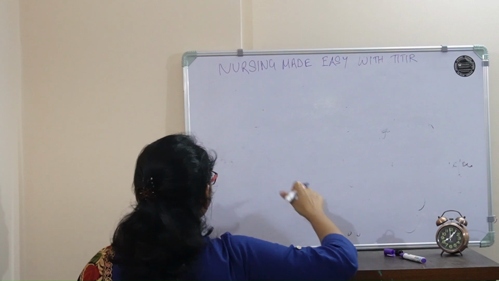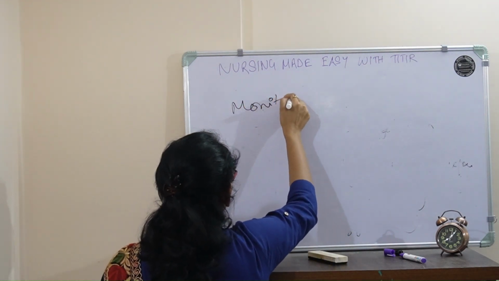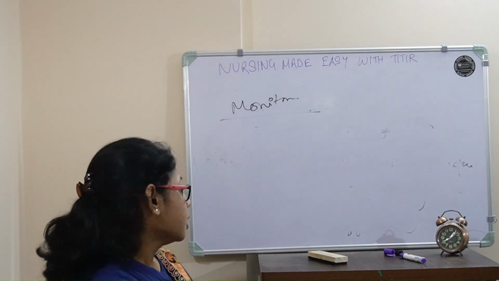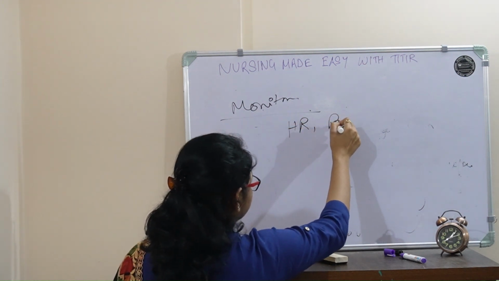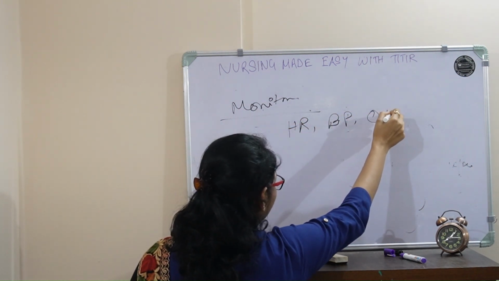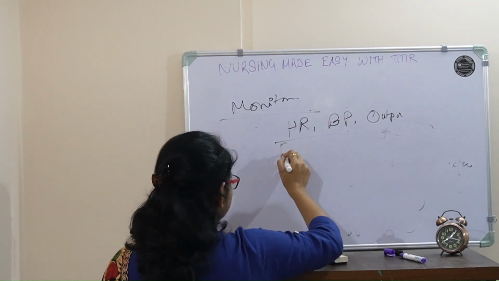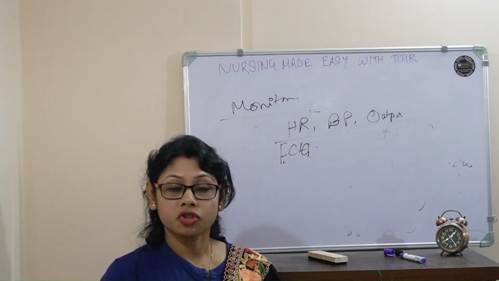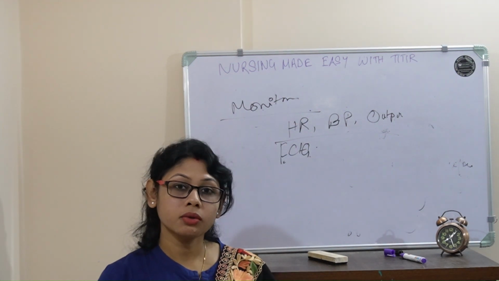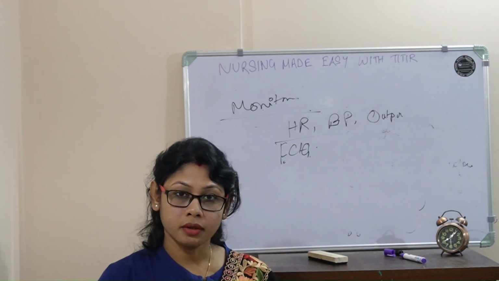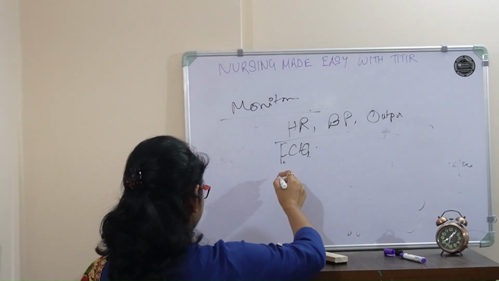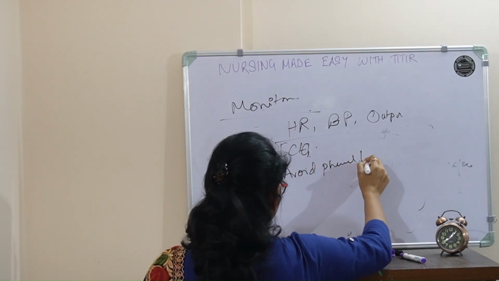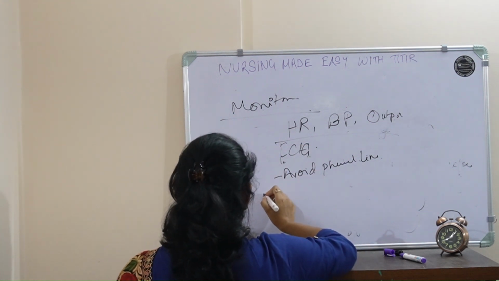Now, monitoring. For all inotropic agents, you should monitor heart rate, blood pressure, urine output, and ECG changes also. If you are administering these drugs through a peripheral line, avoid that. It is better to infuse these drugs through the central line only. Avoid the peripheral line.